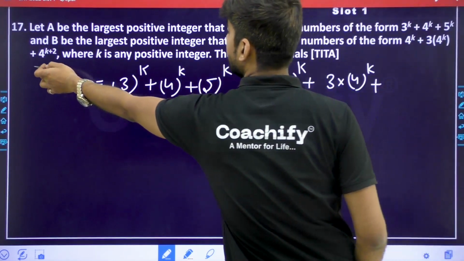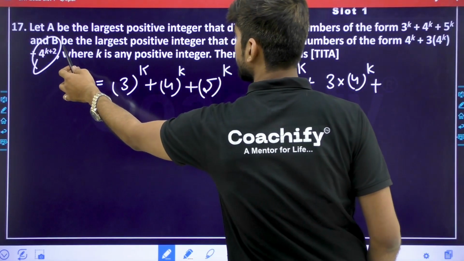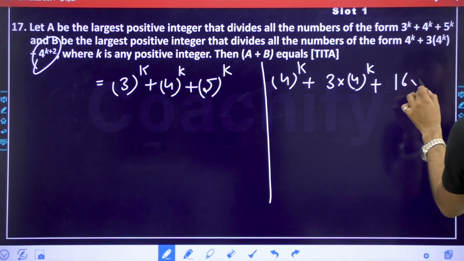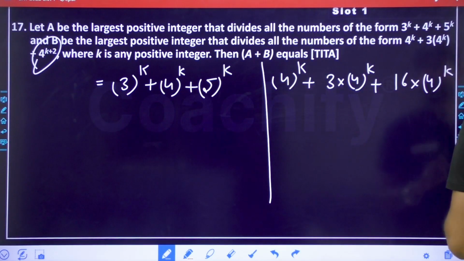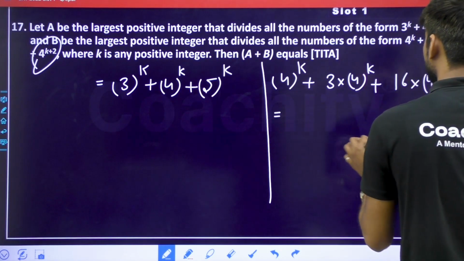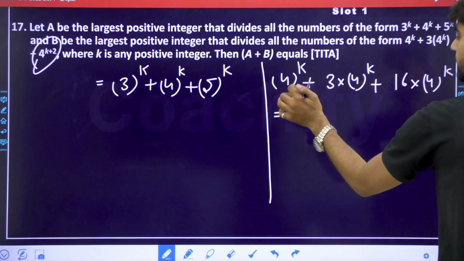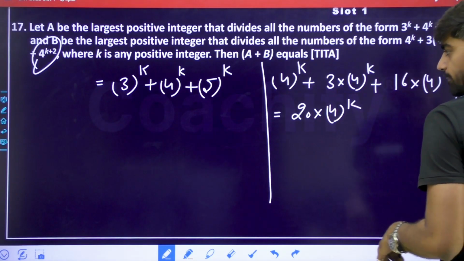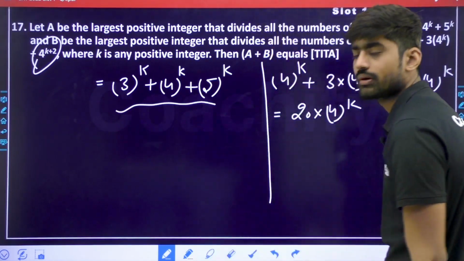We can split that. 4 to the power k plus 2 is 16 into 4 to the power k. So the result on simplifying 16, 3, 19 and 120 is nothing but 20 into 4 to the power k. And this is the simplest possible form of it.